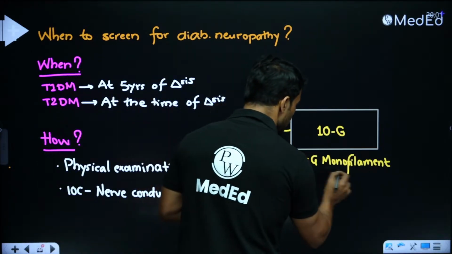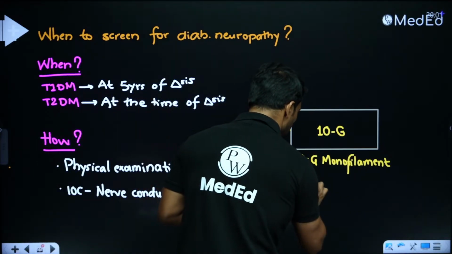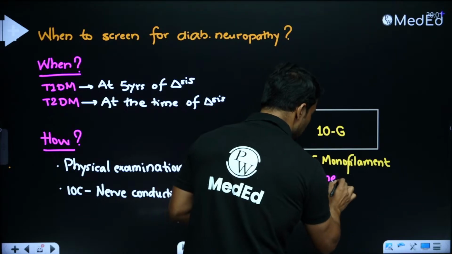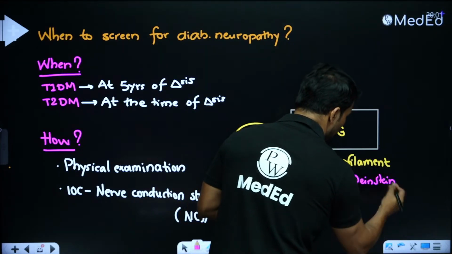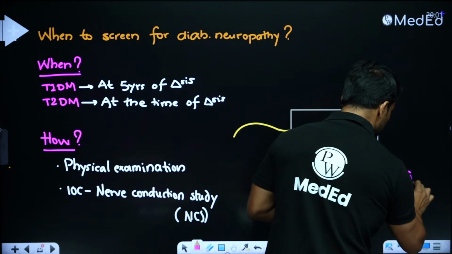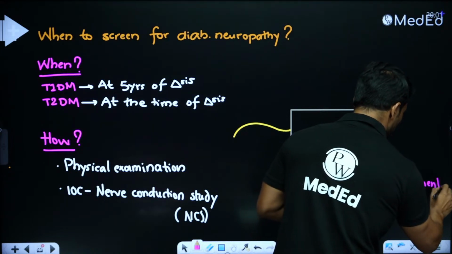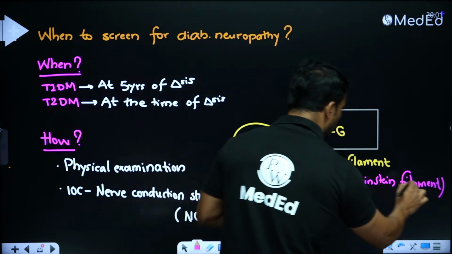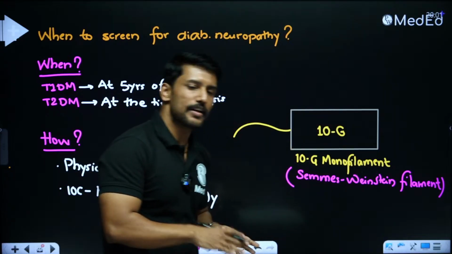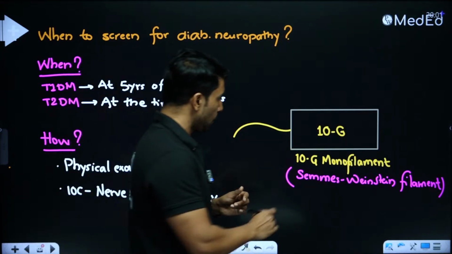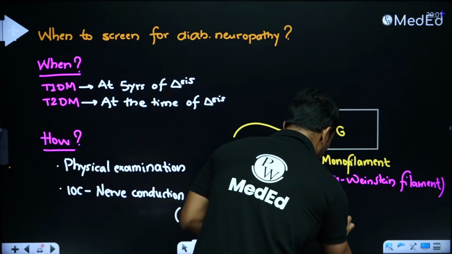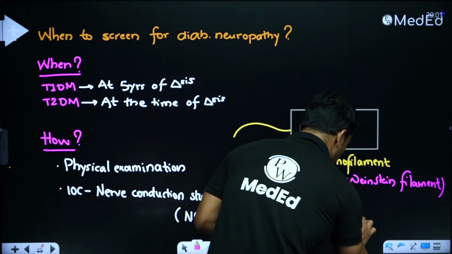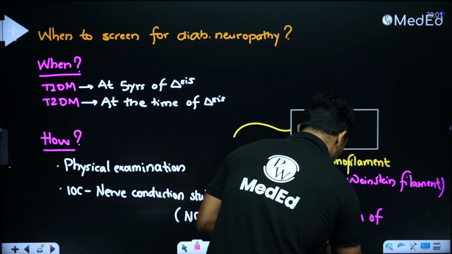But we can use this 10 gram monofilament, which is also called the Semmes-Weinstein filament. This we should do for all patients with diabetes, ideally during every visit. So what is it for? It is for detection of loss of protective sensation.